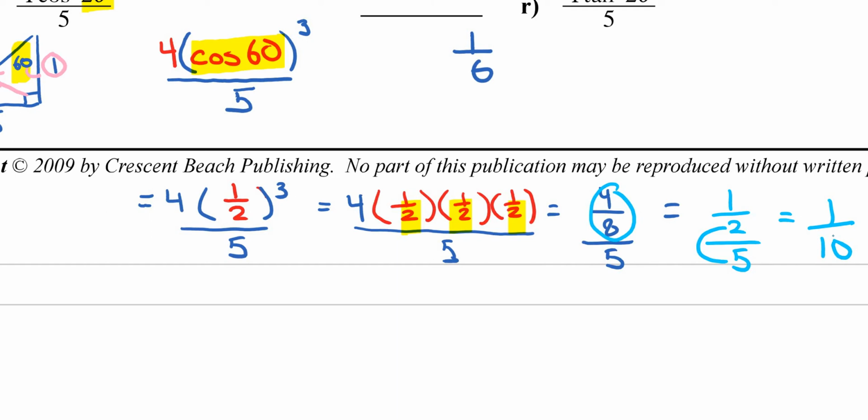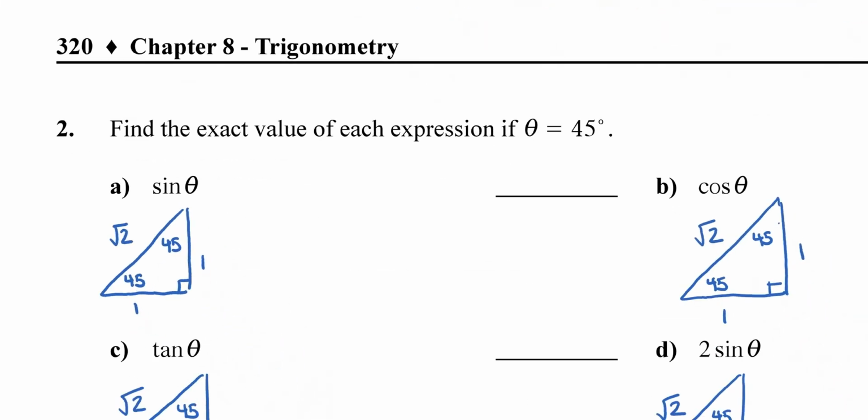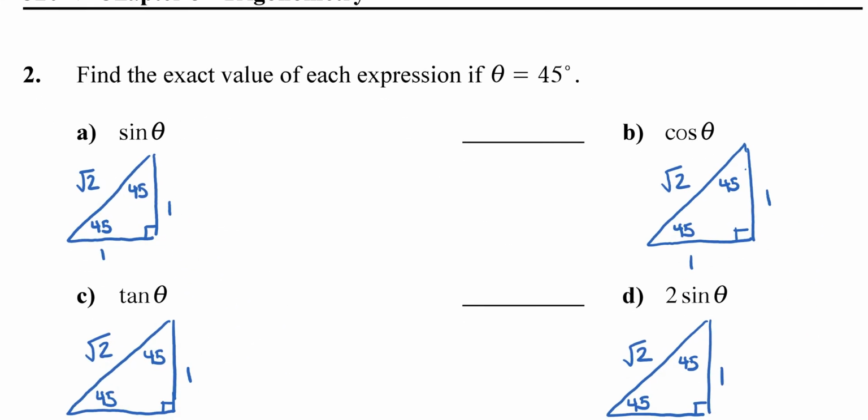Okay, so now let's move on to question number 2 from section 8.3. For question number 2, similar instructions compared to question number 1, except that I'm dealing with theta of 45 degrees. So if I'm given sine theta, and I had to find the exact value, I'm being asked to evaluate sine of 45 degrees.